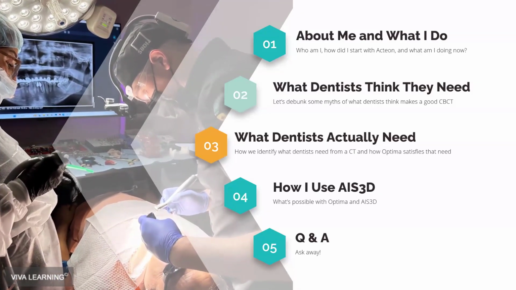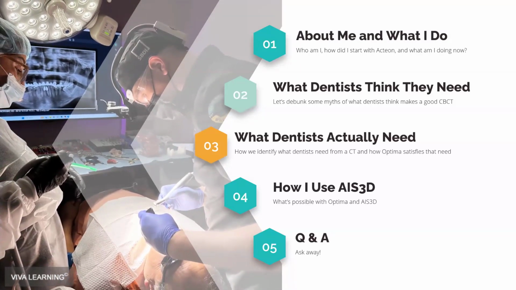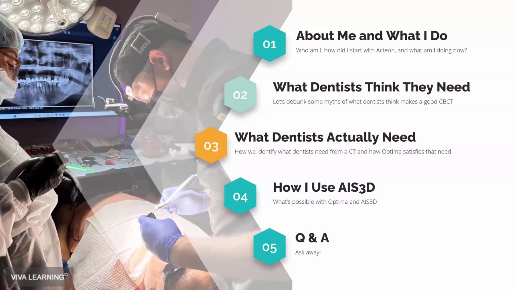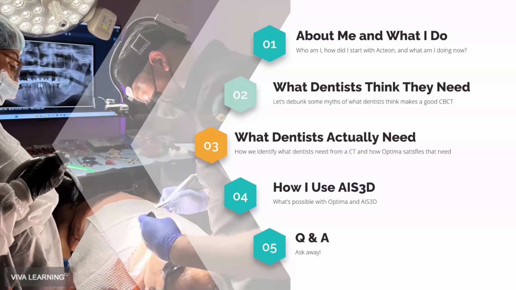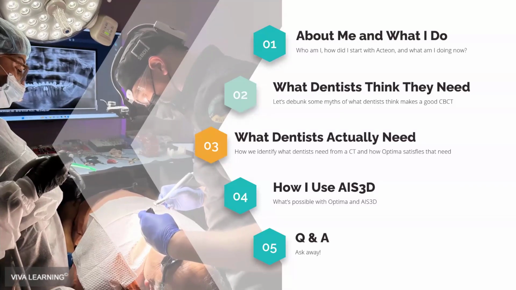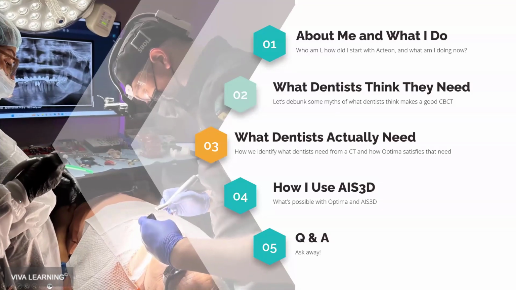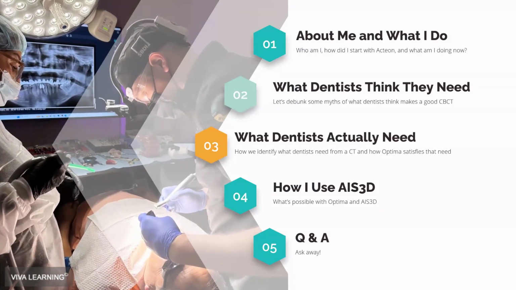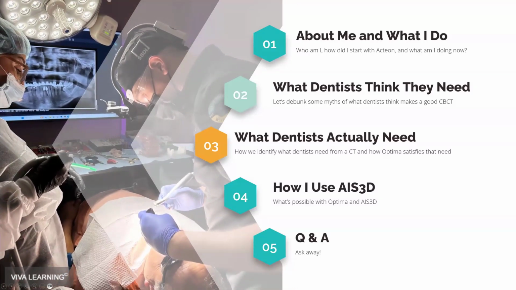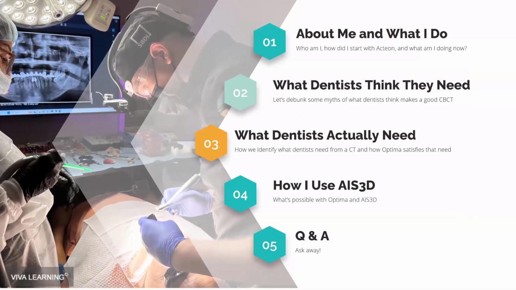I've been using CBCT now for 10 years. I've used multiple machines, and I can tell you what has actually worked in my experience and made a big difference in clinical practice. So I'll tell you what you actually need, the things that aren't necessarily going to be at the top of the pamphlet, as it were. Then we're going to focus on how I use AIS 3D, which is my Acteon CBCT software, and what's possible with their newest release, the Optima, which is a machine that just was announced earlier this month. And then we'll have some time for some Q&A.